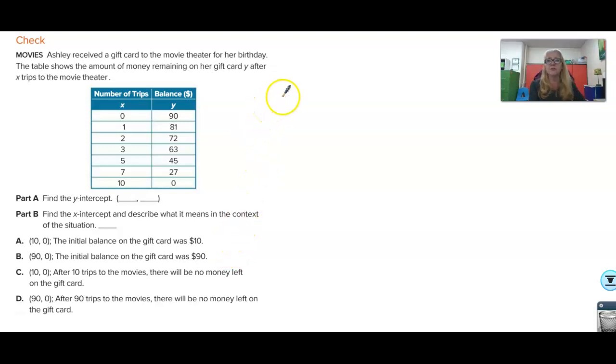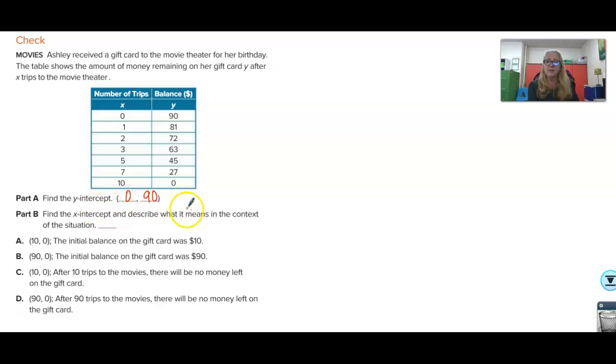Ashley received a gift card to the movie theater for her birthday. The table shows the amount of money remaining on her gift card y after x trips to the movie theater. So after 0 trips, the gift card originally was worth $90. And how much does it cost to go to the movie theater one time? $9. After 10 trips, you have no dollars. So the y-intercept is when x is 0, so that would be 0, 90.